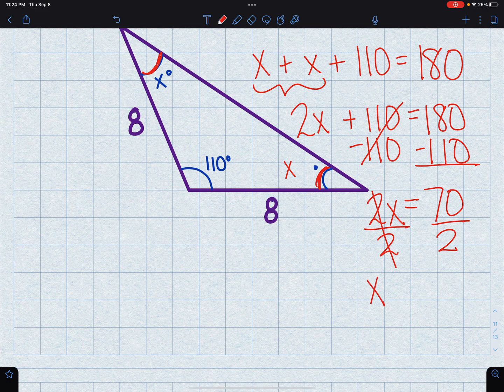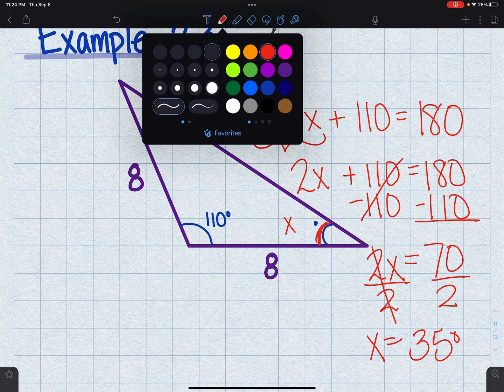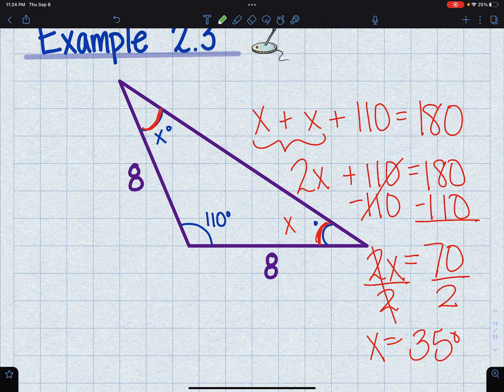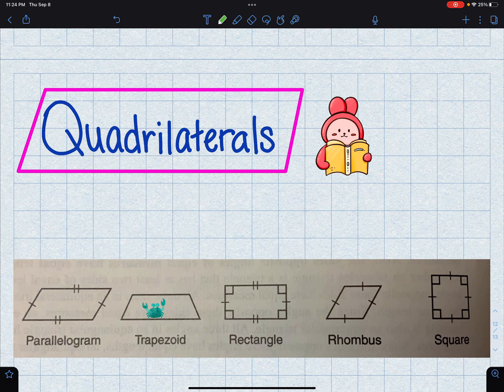X equals 70 divided by 2, which is going to be what? 35 degrees. Now, of course, we have to check and plug that back in, see if it makes sense with our picture. So if this is 35, this is 35, and I add those up, does that equal 180? Oh yeah, it does. That's awesome. Now, because we got it all right, we get to move on to quadrilaterals.